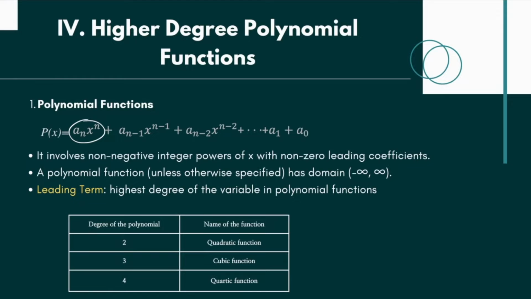If you look at the table at the bottom, depending on the degree of the polynomial, we have different specific names for that function. For example, if the function has a degree of 2, we call that a quadratic function. If the degree is 3, we call that a cubic function. If the degree is 4, we call that a quartic function, and so on.